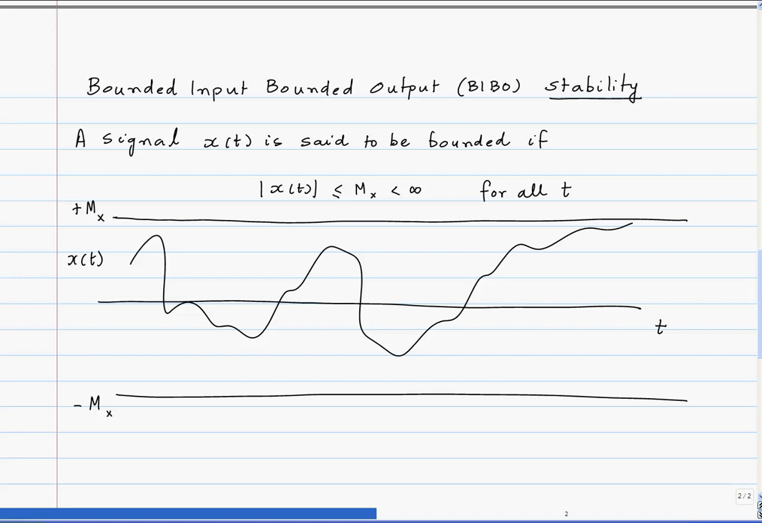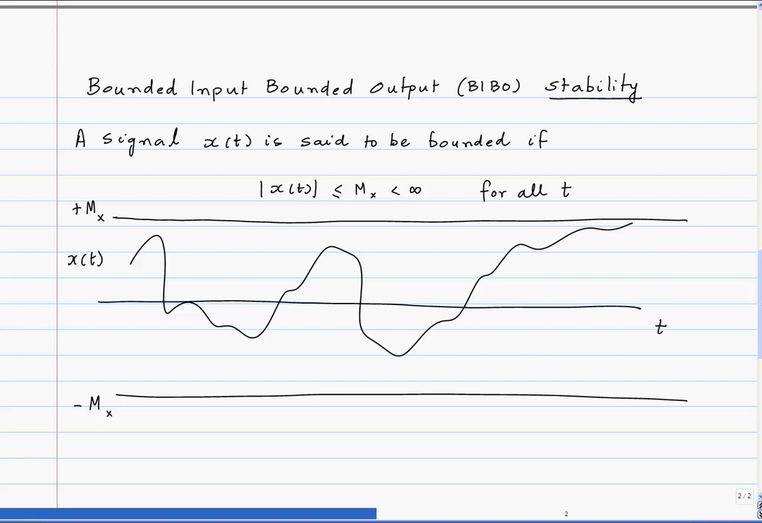I'll begin by first talking about what it means for a signal to be bounded. Let's say we have a signal x of t. We say that the signal is bounded if the magnitude of x of t is bounded by a positive number called m sub x. This number can be as big as you want it to be, but it is not infinite. There is an actual number such that the magnitude of x of t is smaller than this number. If that is true, then we say that the signal x of t is bounded.